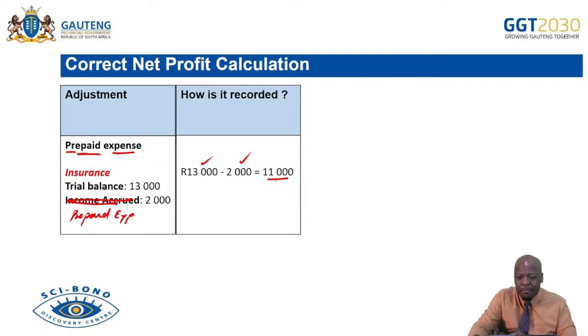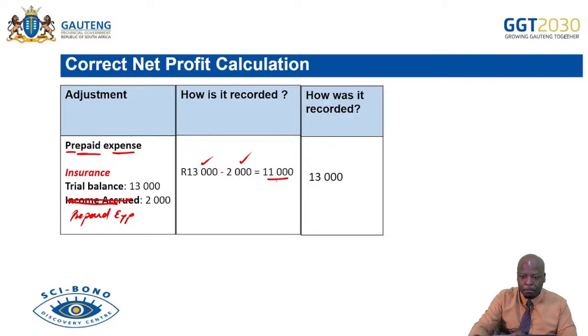That is how it must be recorded when it is a prepaid expense. How was it then recorded? It was recorded only as 13,000. This is incorrect, all right, because we have a prepaid expense. So recording the 13,000 is incorrect.